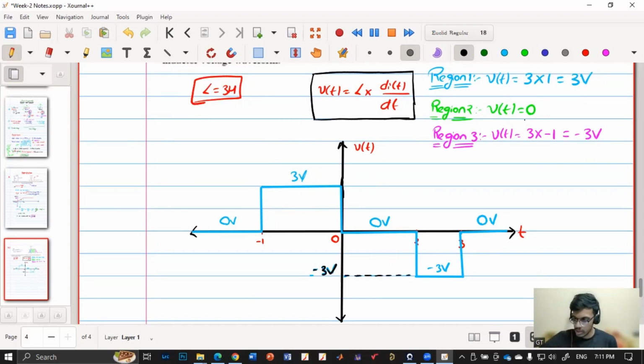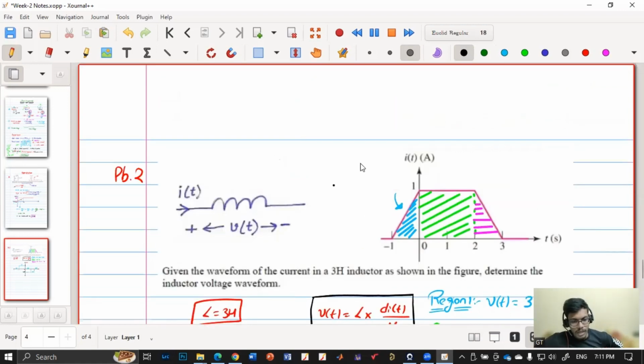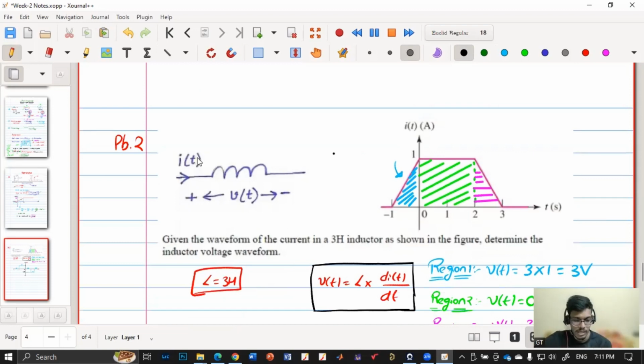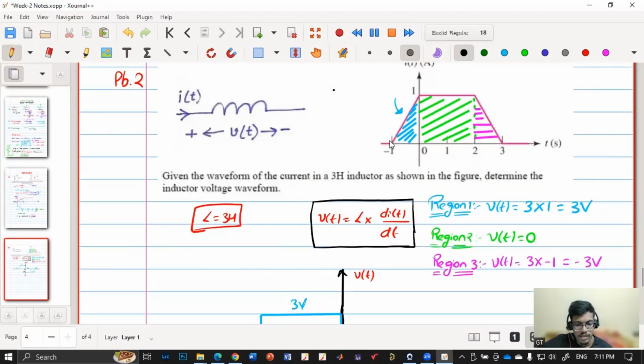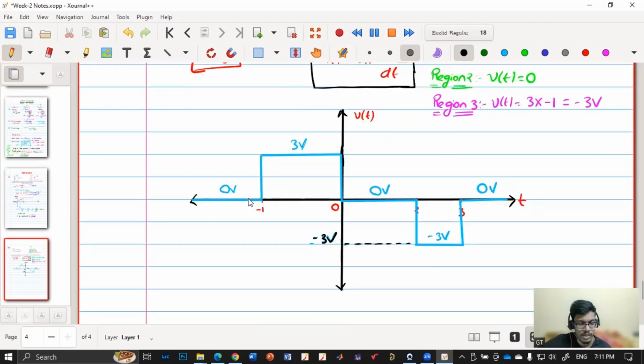So did you understand? Or let me just revise this again. They have given the inductor current in this case, and they have asked us for the V of t waveform. The inductor value is 3 Henry. Now we have divided it into subparts. From -infinity to -1, the inductor current is 0. So if the inductor current is 0, the derivative is 0, and the voltage is 0. So from -infinity to -1, it is 0 volt.